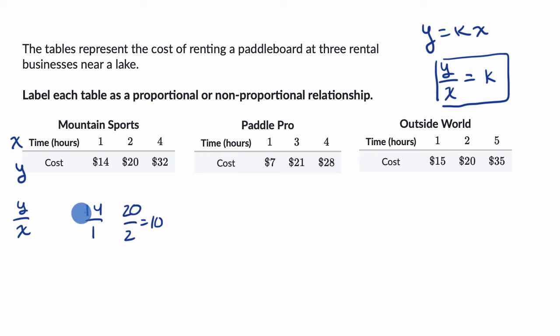Well, I can already see that y divided by x is not a constant. This first x and y, the ratio is 14. The second x and y, the ratio is 10. So this one is not proportional. I don't even have to look at the next one. All right, let's look over here.